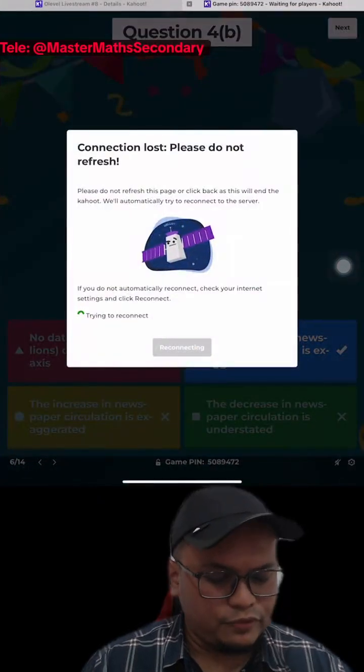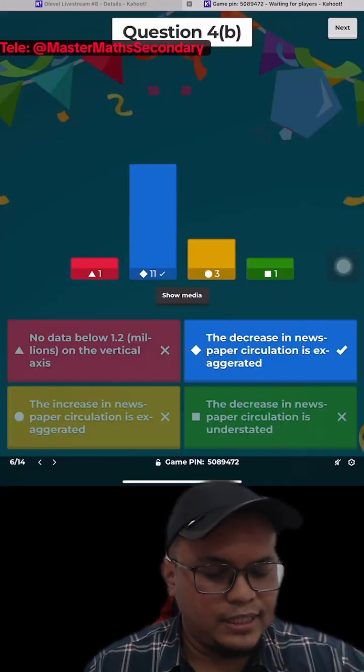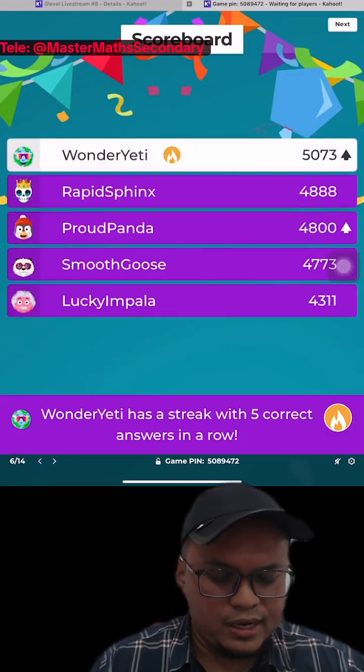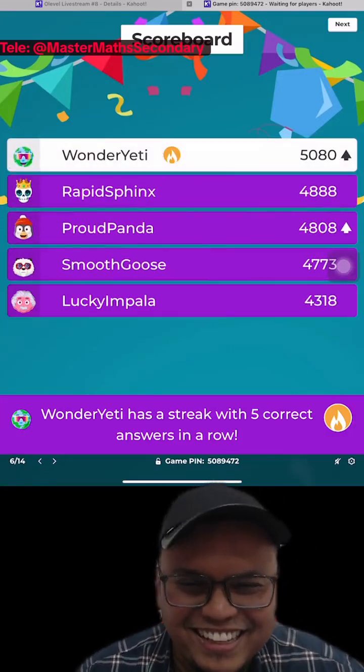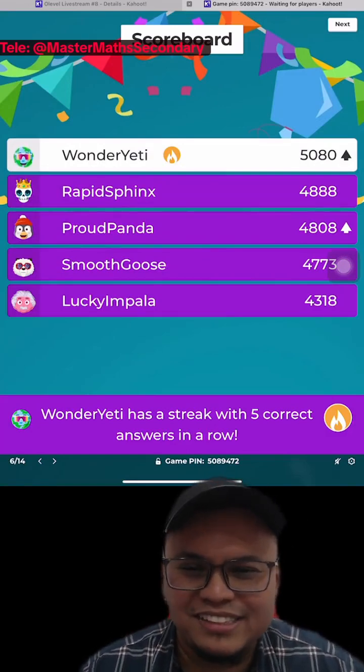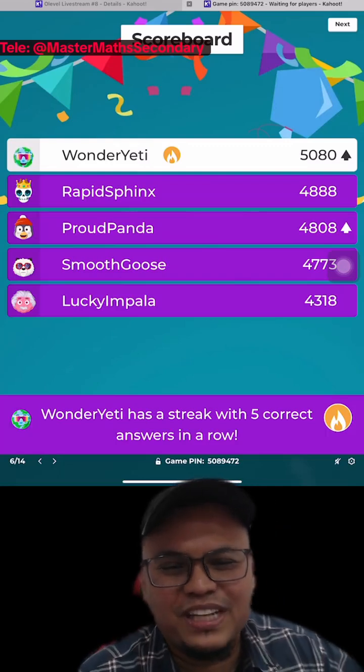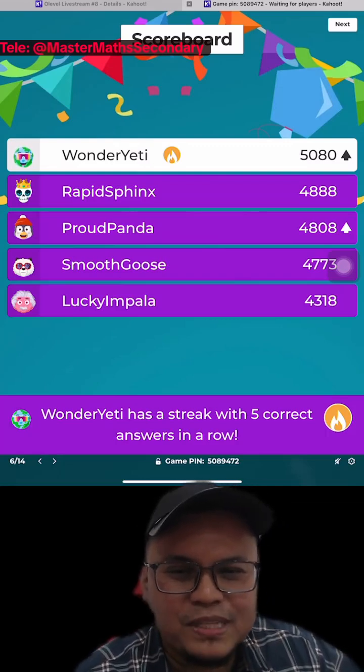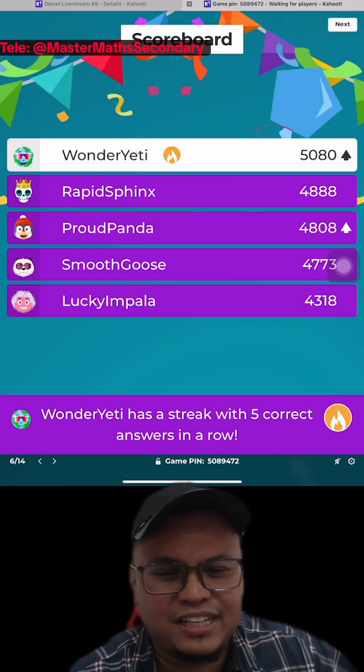Are you guys ready for the next one? Okay, let's look at the leaderboard. I'll see whether there are any changes or not. Finally there's some changes. Okay, maybe I cannot declare who's the leading one, otherwise you might jinx it, right? Okay, so Wonder Yeti is now first, Rapid Sphinx is second. Let's see how things change as the game evolves.